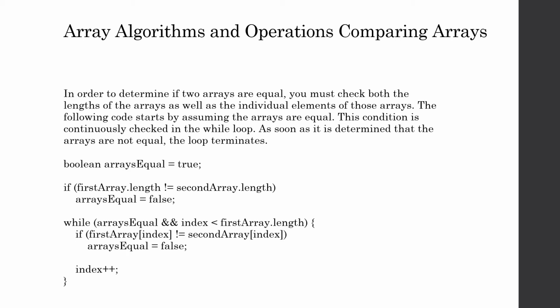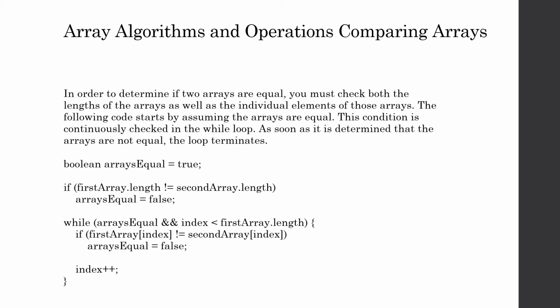But if they do have the same size, then we want to go ahead and start stepping through the individual items to check if all of the different pairs that we're comparing are equal to each other. So in the following code, we start by assuming that the arrays are equal, and then this condition is going to be continuously checked in the while loop that we have. And as soon as it is determined that the arrays are not equal, we can immediately terminate this loop.